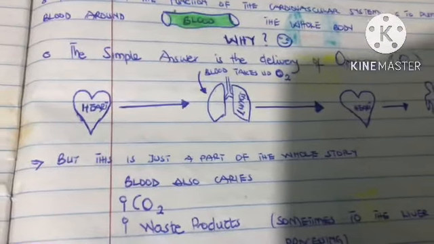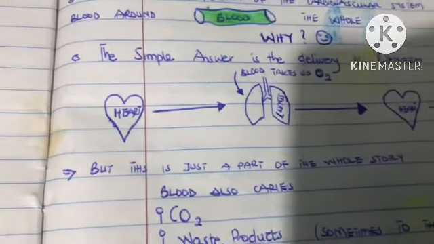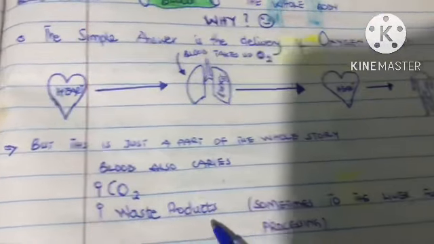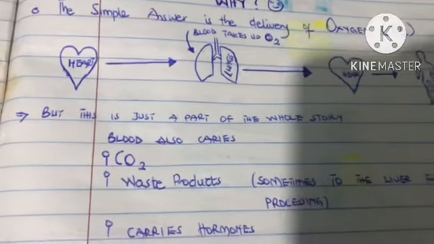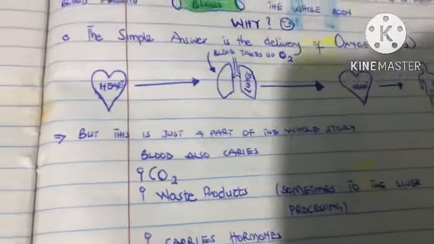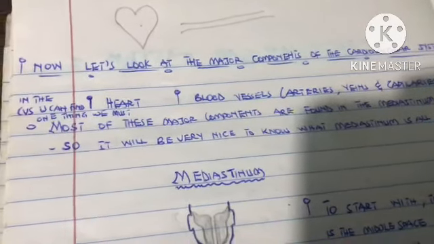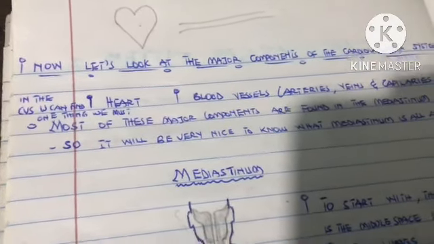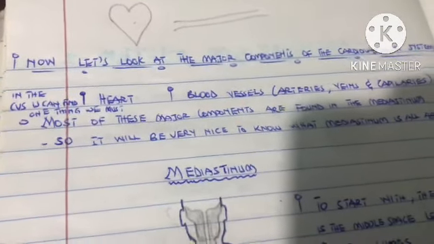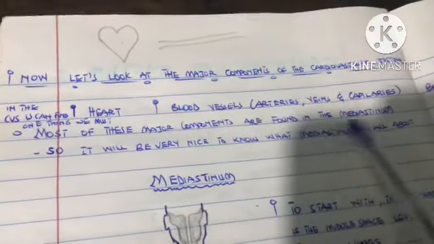The blood doesn't only contain oxygen, it also carries carbon dioxide, which we all know as the end product of what? Cellular respiration. It also carries waste products, sometimes to the liver for metabolism, and lastly it also carries what? Hormones to other parts of the body. So now let's look at the major components of the cardiovascular system. In the cardiovascular system, you can find the heart and also the blood vessels that we all know, the arteries, veins, and capillaries. One thing we must know is that most of these components are found in the mediastinum.